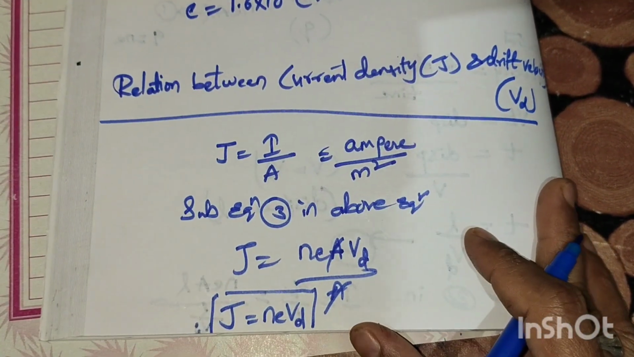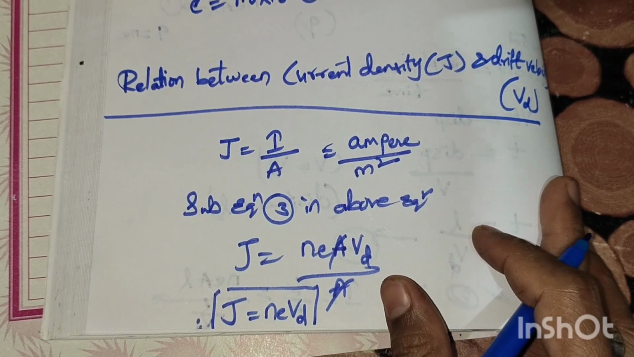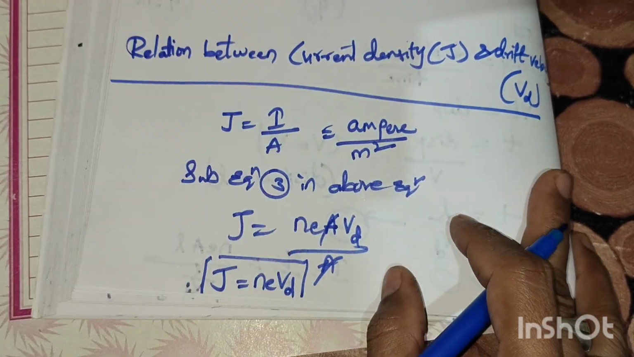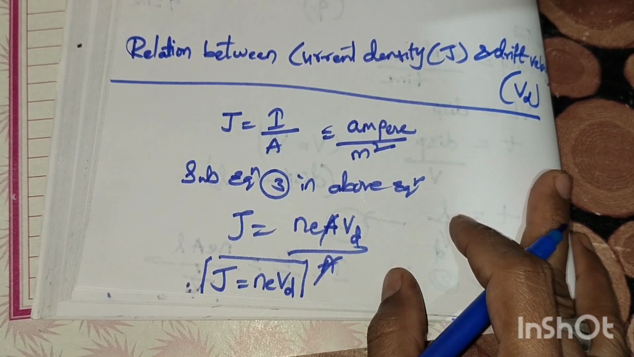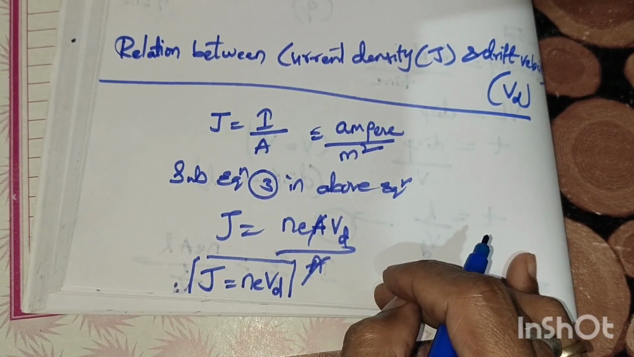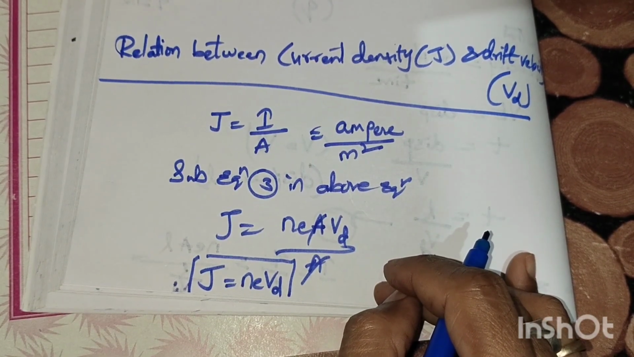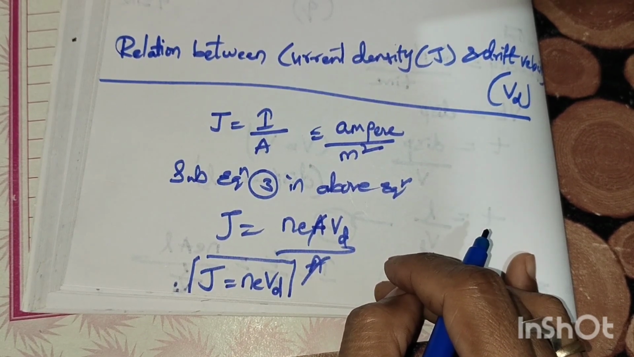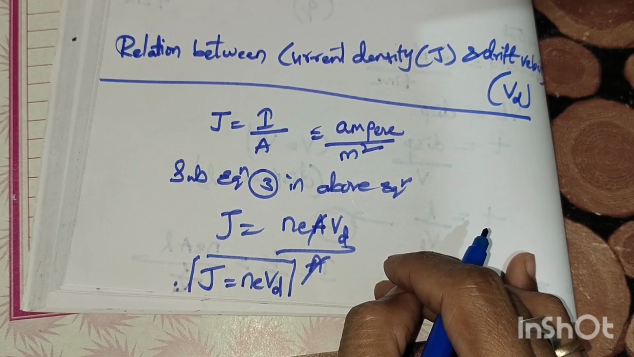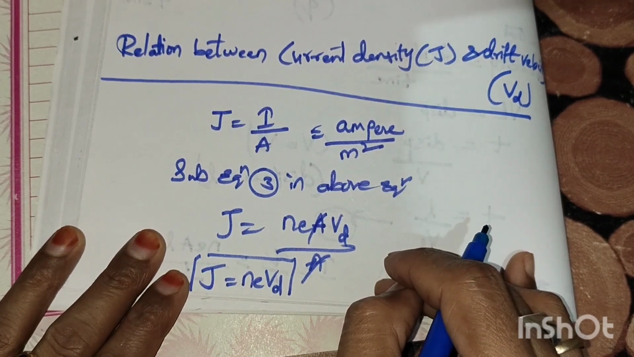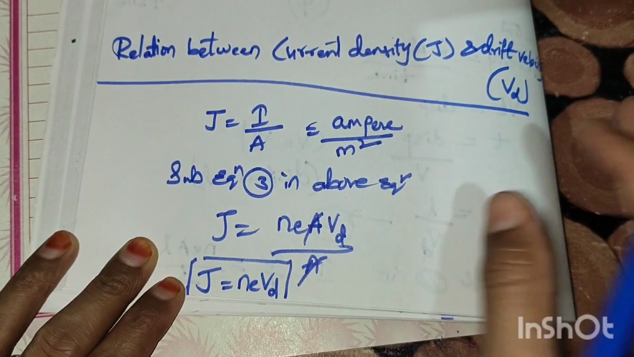So these are the two important relations that you should remember: J equals Ne Vd and I equals NeA Vd. You should not only remember the formula, you should also remember the units for those terms. In the next class we are going to discuss some problems based on current, instantaneous current, and the relationship between current density and drift velocity, and current and drift velocity.